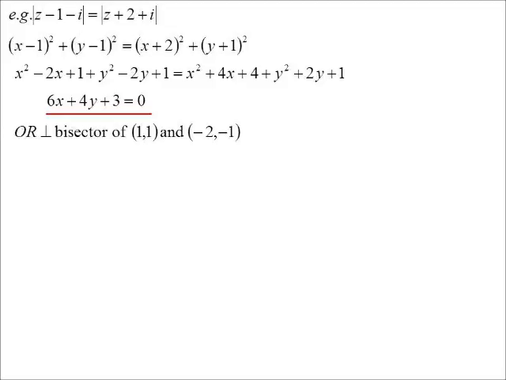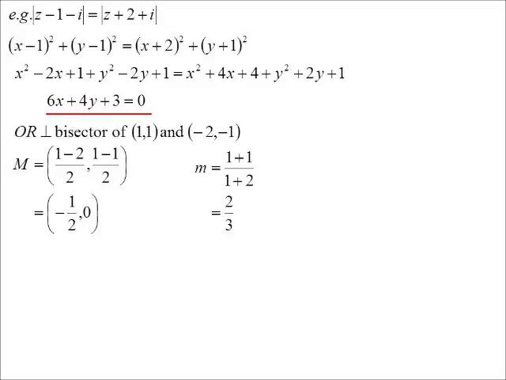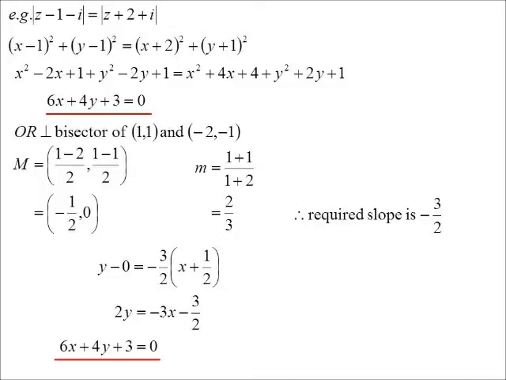So I know it's the perpendicular bisector of 1, 1 and minus 2, 1. So I know it'll go through the midpoint, minus half 0. I can find the slope that joins 1, 1 and minus 2, 1. The slope we want, though, will be perpendicular to that. So the slope we want is minus 3 on 2. Point slope formula. And, amazingly, we get the same answer.